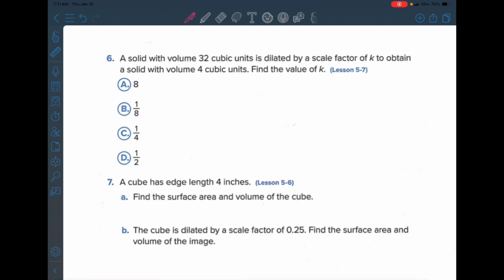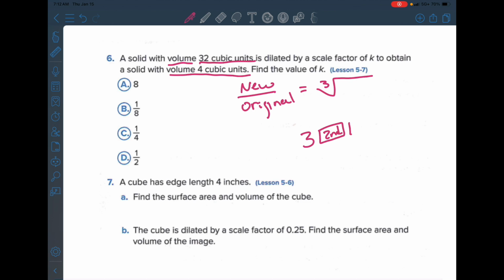Let's move on to number 6. A solid with the volume of 32 cubic units is, here's volume is important, is dilated by a scale factor of K to obtain a solid volume of this. Find the value of K. So we're going to take our new over our original, and because it's a volume, whatever that equals, we're going to take the cubed root of it. And to find that on your calculator, you're going to hit 3, and then the second button, and then you're going to hit this button. It's under pi. And then you're going to put whatever this number is here. And then that will give you a decimal. So you're going to then divide these out, because it's not this one. You're going to divide these out on your calculator and figure out which one of those equals the decimal you got there.